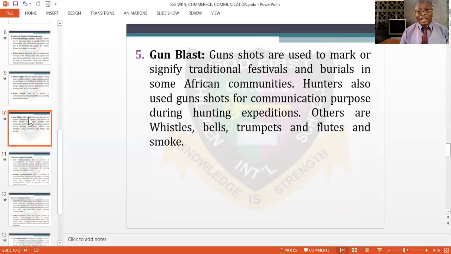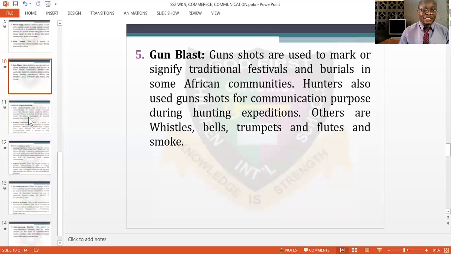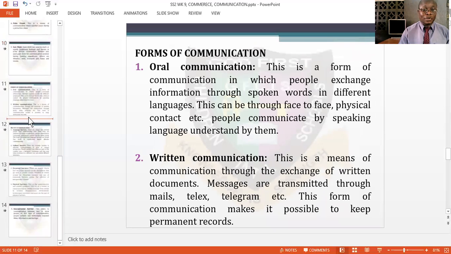Other communication are whistles, bells, trumpet, and flutes, as well as smoke. So boiling something, fire now in the olden days, means a lot to the people living in that community.